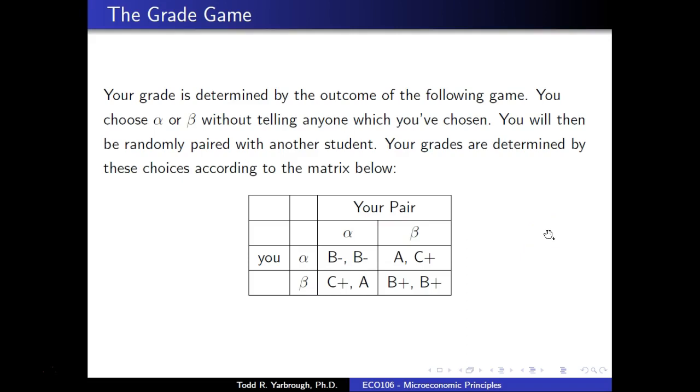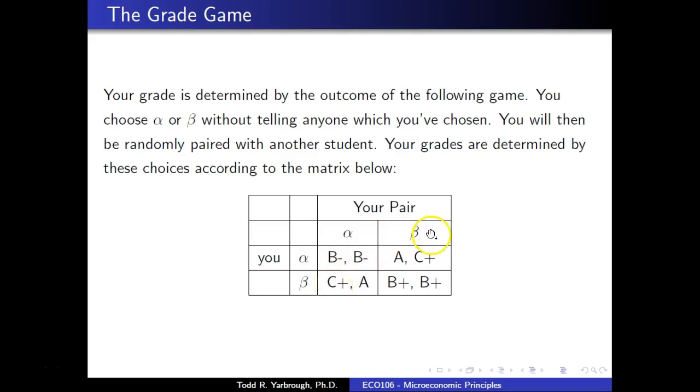Okay, so for me, I ask myself, if my pair picks alpha, what do I want to pick? If my pair picks alpha, that means that my decision space is only these two quadrants. So I pick alpha and get a B-, or I pick beta and get a C+. So if I think my pair is going to pick alpha, I have a clear advantage by picking alpha as well and getting the B-, because a B- is better than a C+.